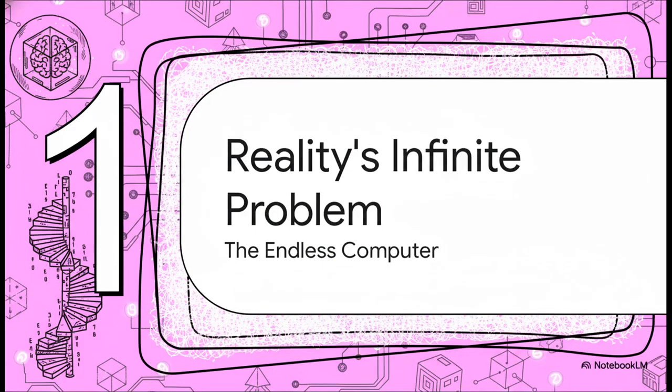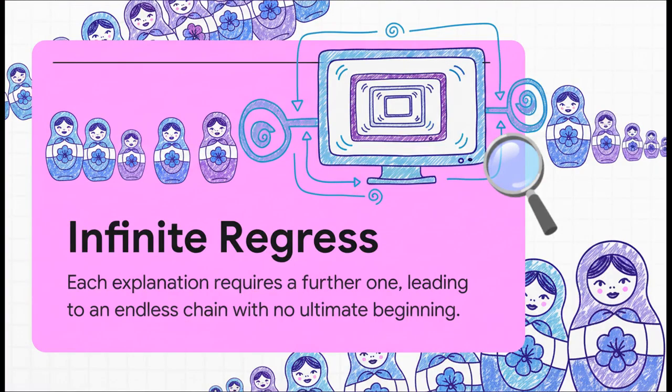This little puzzle isn't just a brain teaser. It's a famous philosophical trap, and it actually has a name. It's called infinite regress. You know those Russian nesting dolls? Imagine a set, but when you open the last one, there's just another one inside, and another, forever. There's no final solid doll at the center. That's the issue with the simple simulation theory. It's just computers all the way down, with no base reality to stand on.